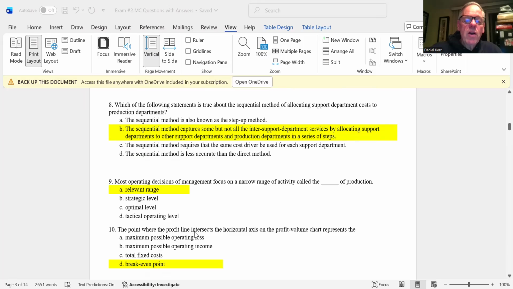Number 10, the point where the profit line intersects the horizontal axis on the profit volume chart represents the break-even point. So break-even point is where the costs, the horizontal axis, where we intersect the profit indicates the point where the profit. So this is a volume profit chart. So the break-even point would be the point where you're actually going from the loss into the profit mode. So the correct answer there is D, the break-even point.